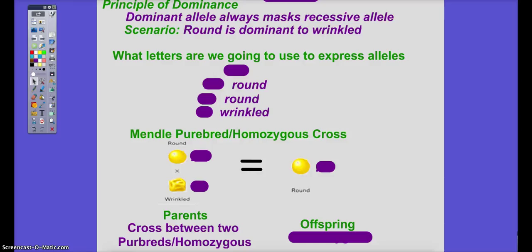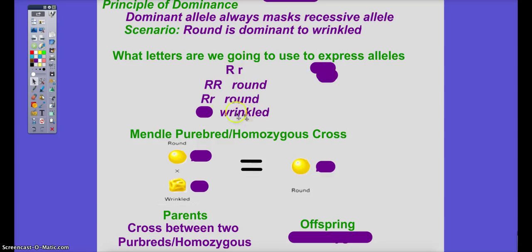Now, what letters are we going to use? For round, R. Why? Because we're using the first letter of the dominant trait. That's not an official fact, but that's what we use in my class, so it's consistent across the board, and it's the way most genotypes are expressed. So for round, we're going to use capital R and lowercase r. Round is going to be capital R, or capital R, lowercase r, because the dominant masks the recessive.